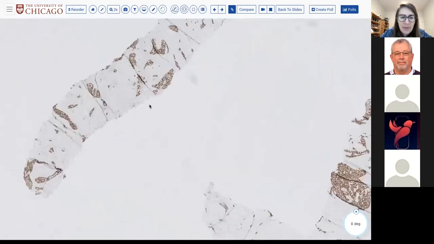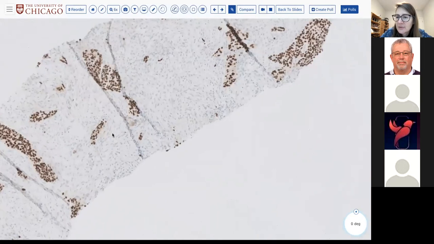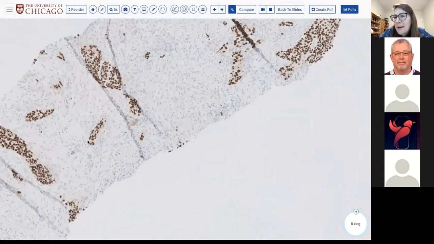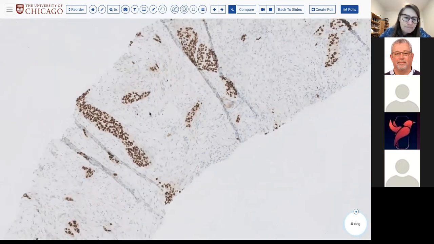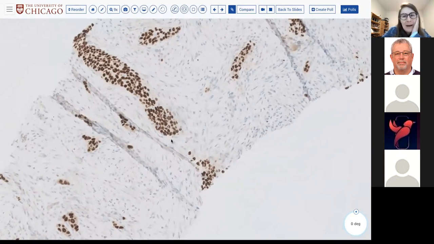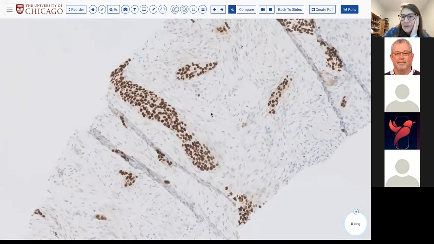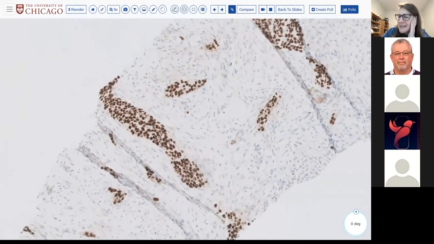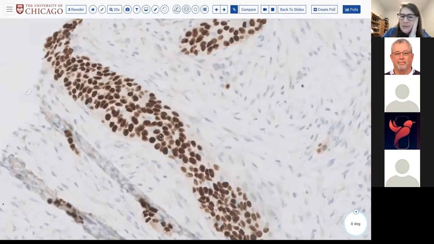CD99. May I ask what CD99 for? I don't know. I tend to really focus my CD99 when trying to work up a Ewing's. Because CD99 could be positive in other epithelial carcinomas, right, that are not Ewing's. So I don't think we did it in this case. And I'm not even sure what the result would be.